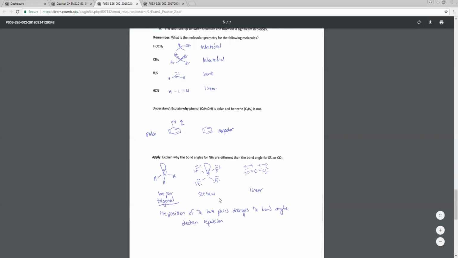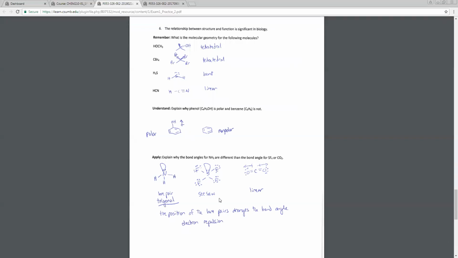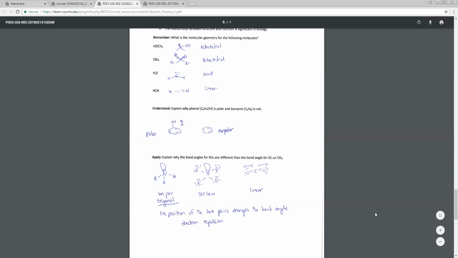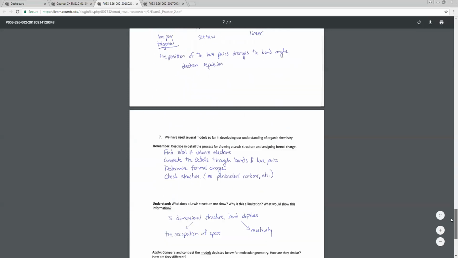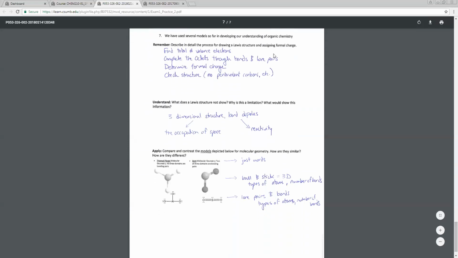This is all about lone pairs. So the presence of lone pairs has an impact. Here I have a lone pair, here I have a lone pair, here I have no lone pair. And that's going to make the angles change due to electron repulsion. And the last one is the total number of valence electrons is the first step you should always do for a Lewis structure. Then you're going to complete your octets through bonds and lone pairs.